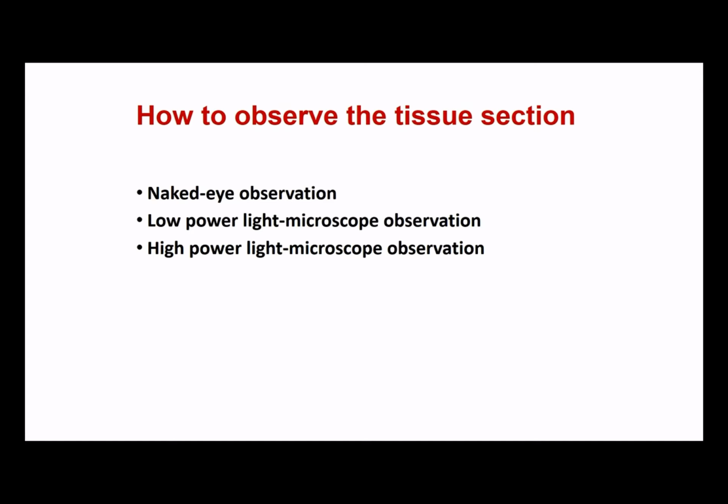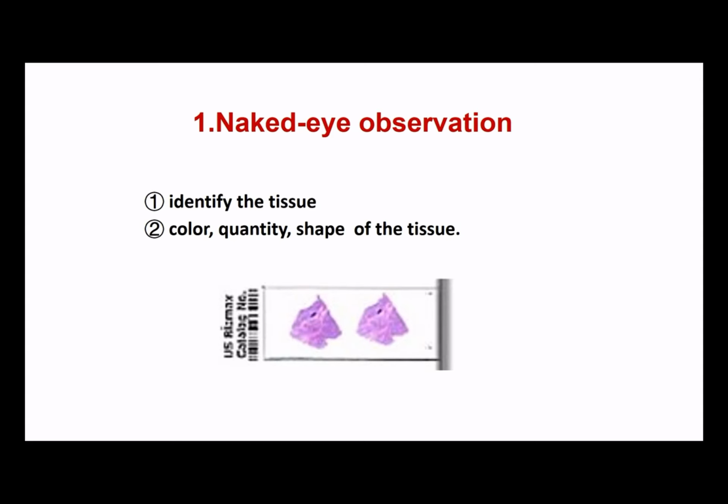How to observe the tissue section? There are 3 steps. Firstly, observe by naked eye. Secondly, observe by low power lens. And third, observe by high power lens. I will explain them one by one. Firstly, we observe by naked eye. Try to identify what kind of tissue it is. We can judge from the color or shape of the tissue. For example, the cut surface of a vessel will be a circle in the slide, right?